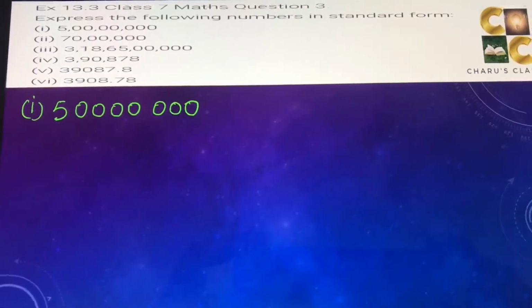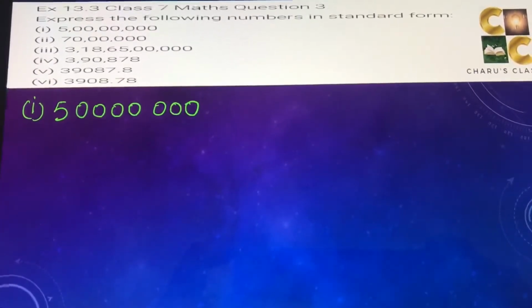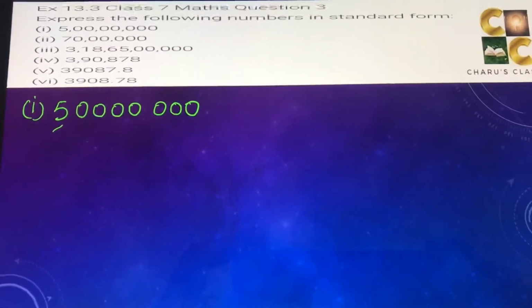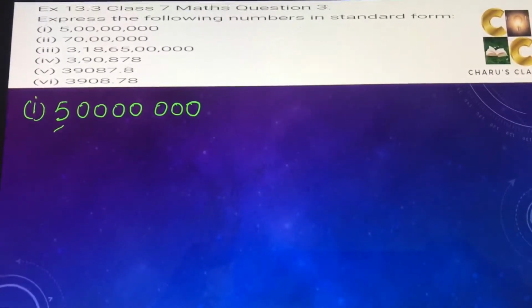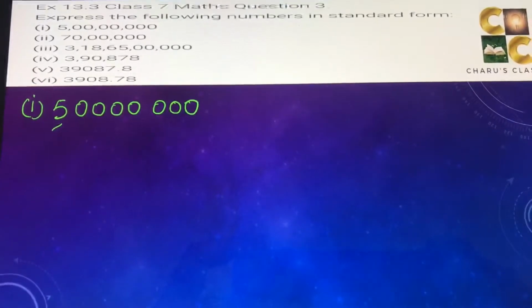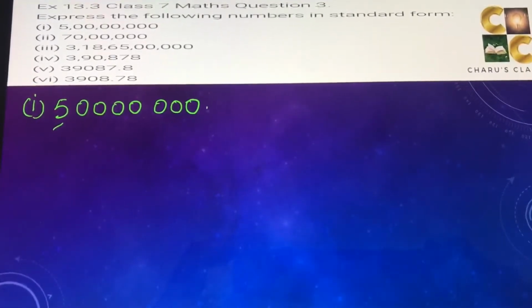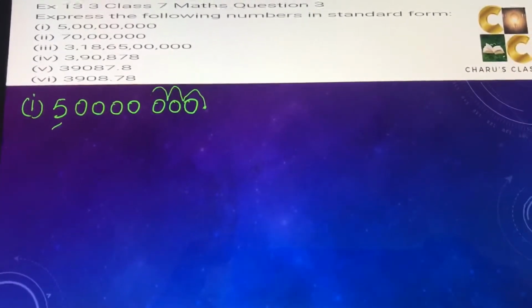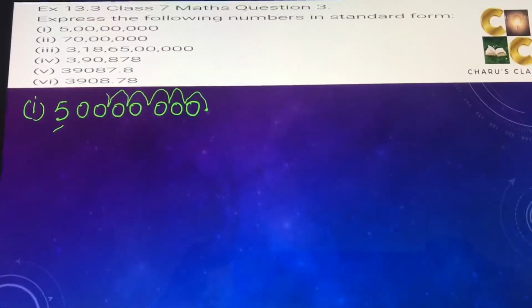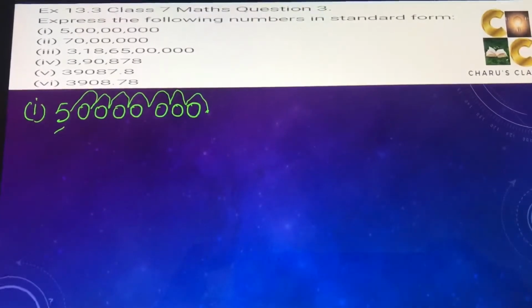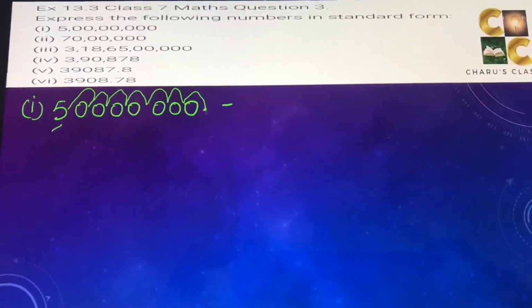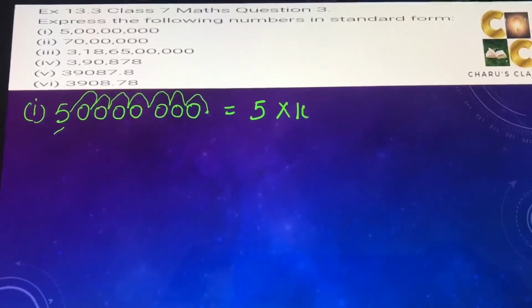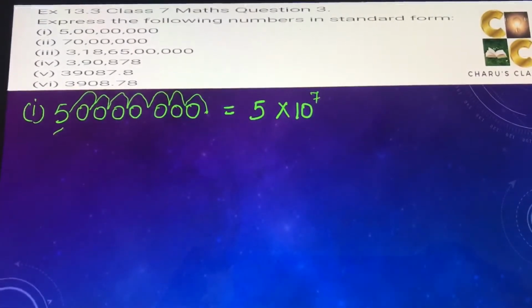Here the first non-zero number is 5. So we have to take our decimal point after it. So how much will we move right now? This number means the decimal point is here. So we are going to shift 1 2 3 4 5 6 7. So in this case we are shifting 7. So we are going to write the number as 5 into 10 to the power 7.